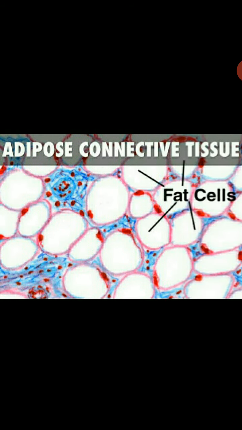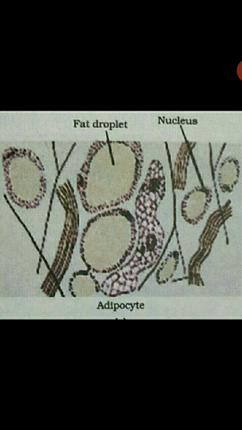Fourth one is adipose connective tissue. Fats are stored in these cells and these are called adipocytes. It helps in storage and shock absorption. The cells of this tissue are filled with fat globules, so it also acts as an insulator.